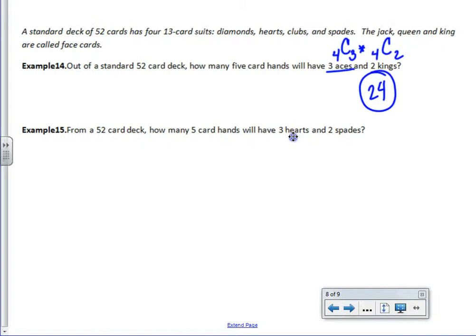From a deck of 52 cards, how many 5-card hands? This time we'll have 3 hearts and 2 spades. So for hearts, there are 13 hearts in the deck. So out of my 13 hearts, I'm choosing 3. And then spades, there are 13 of those as well, because of each suit there's 13, and I'm choosing 2. And I'm going to multiply those together, get a much larger number, 22,308.